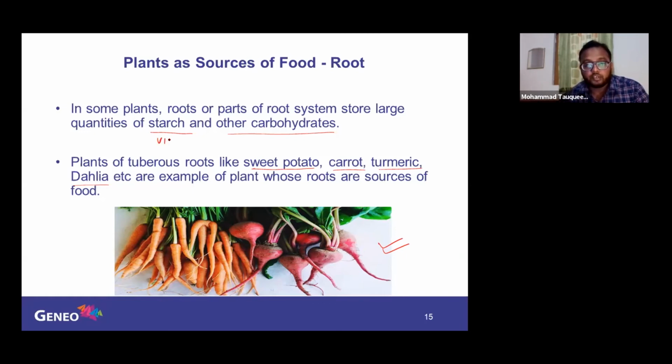So this you have to remember. In the roots, food is present in the form of starch. So generally wherever starch is present, we use only that part. Here starch is present in root, so we consume root. For example, you have to mention sweet potato. Remember sweet potato, carrot, turmeric, and dahlia. This is an important point you have to remember. Now moving to the next slide, stem.